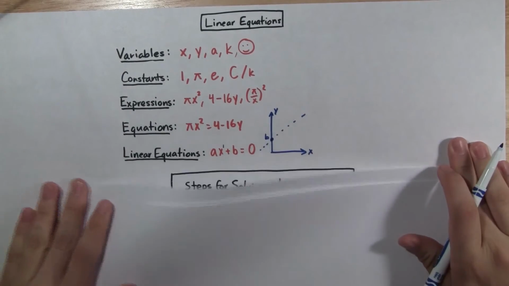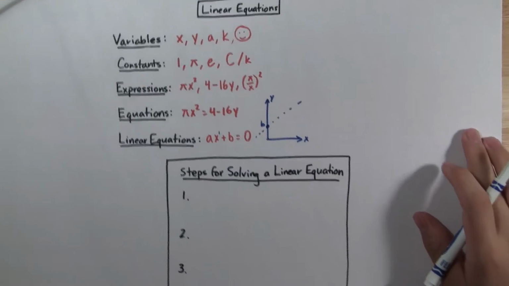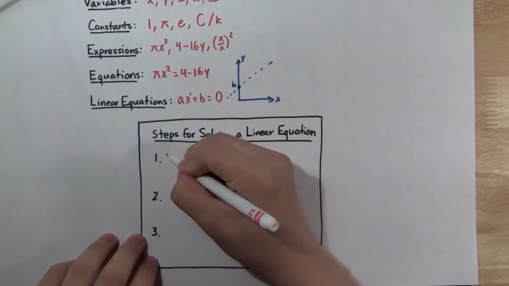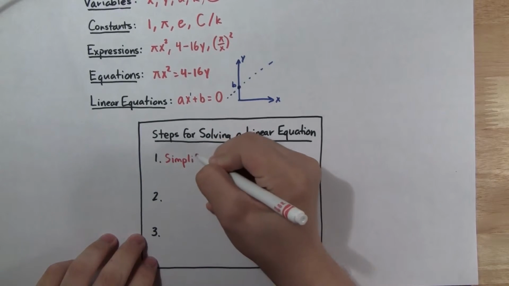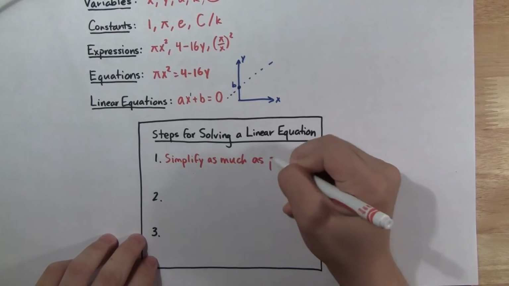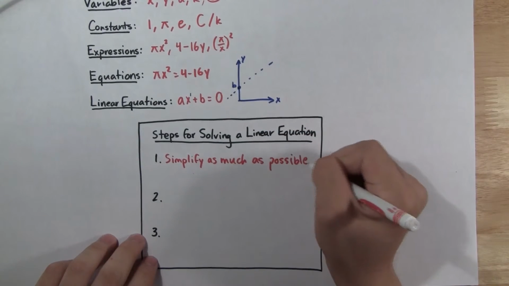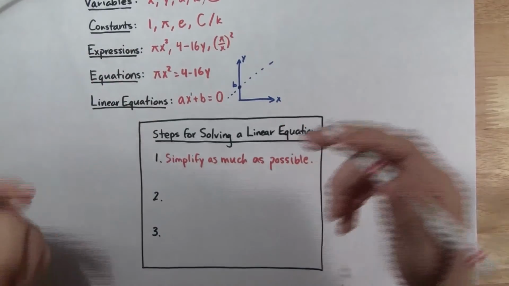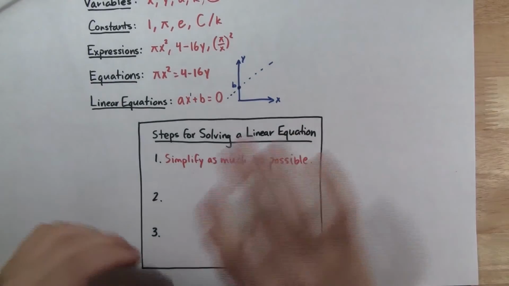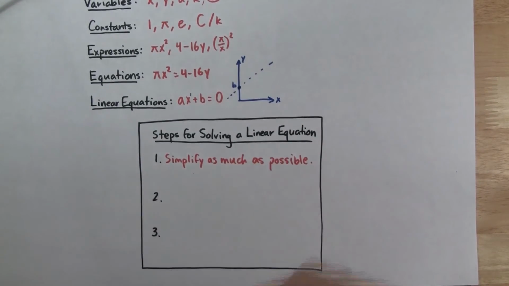So now let's talk about the 3 steps for solving any linear equation. The first step is to simplify as much as possible. The reason is you might not see in a given problem that your equation is linear, because there might be a few extra terms on both sides that are trying to trick you, I guess. But that's why you want to simplify.